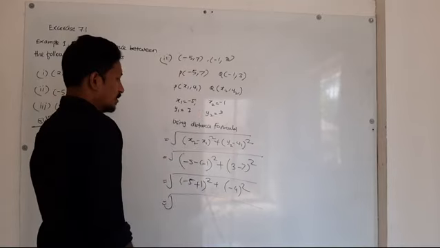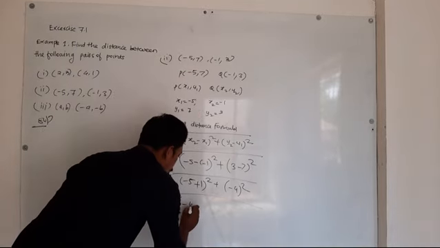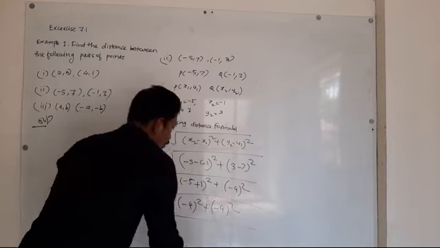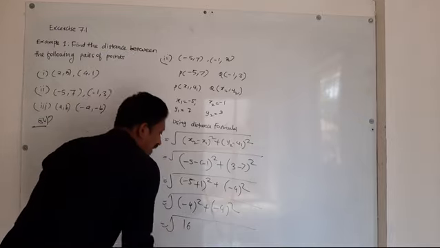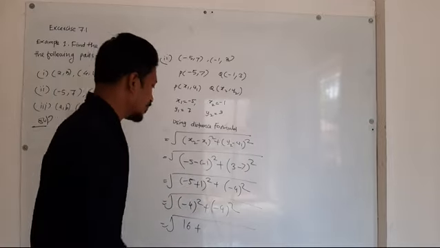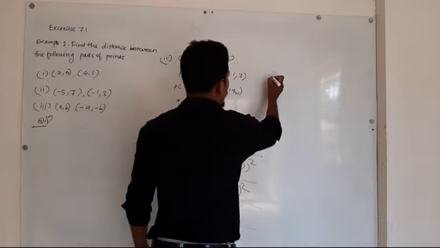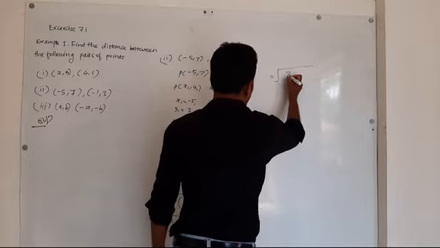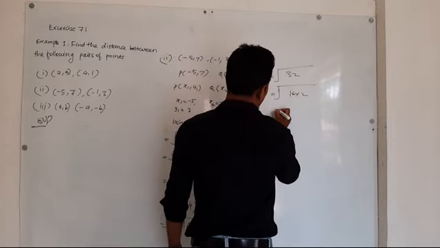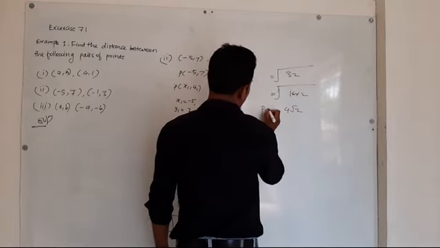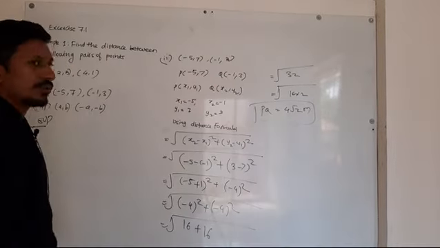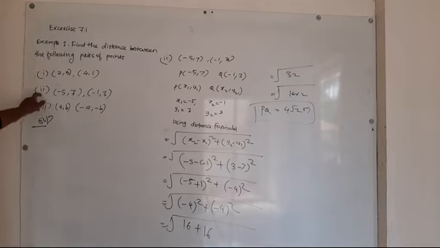That is 4 squared plus minus 4 squared. The square of 4 is 16. A square is any time positive, so again 16. That is 16 plus 16, which is 32. And 32 is 16 into 2, that is 4 root 2. Distance PQ is equal to 4 root 2 centimeter or maybe meter, because this is a distance, a unit is required. Students, solve question number 2.